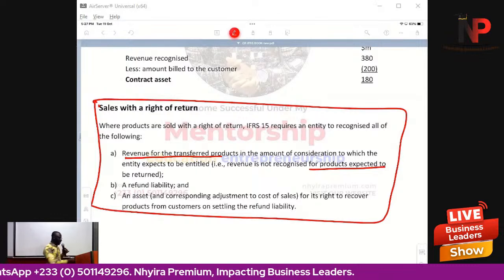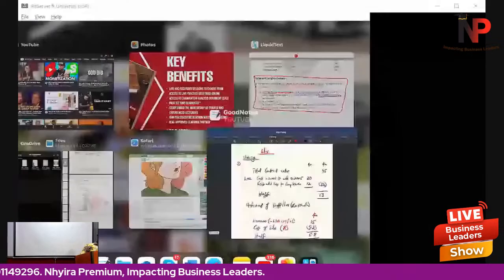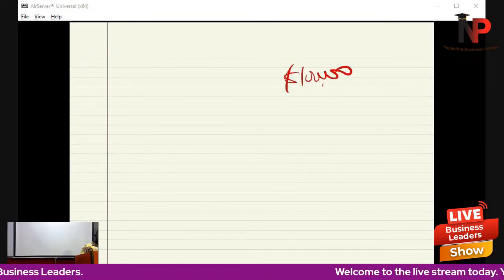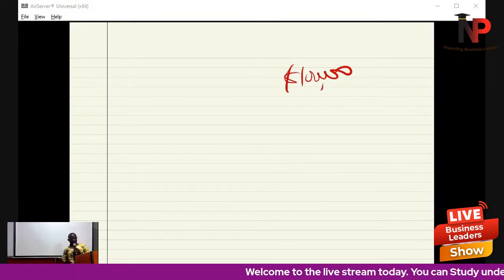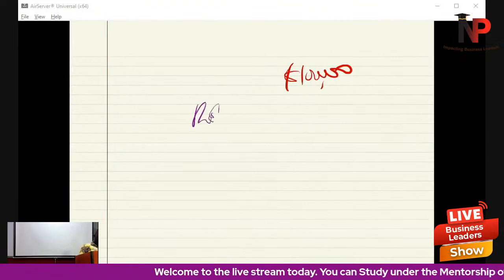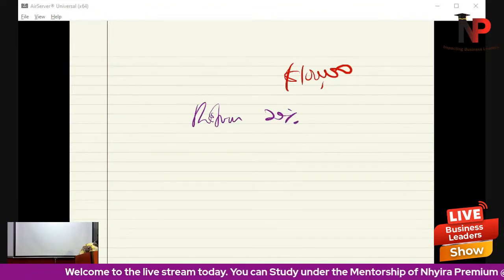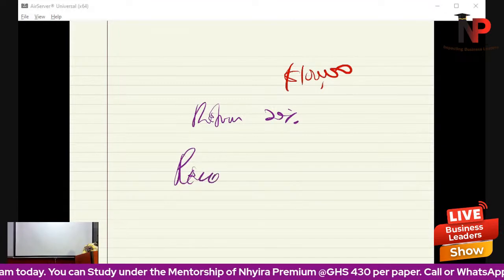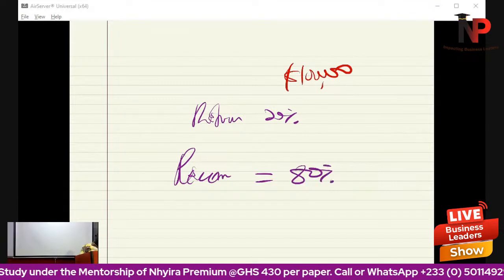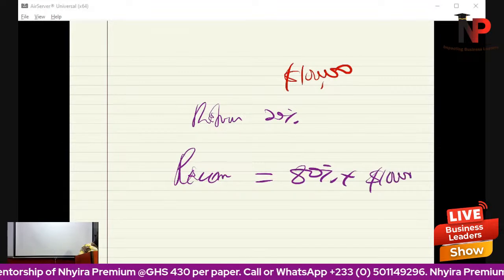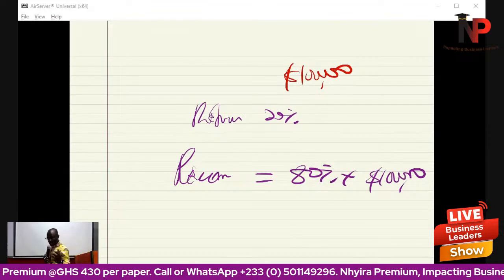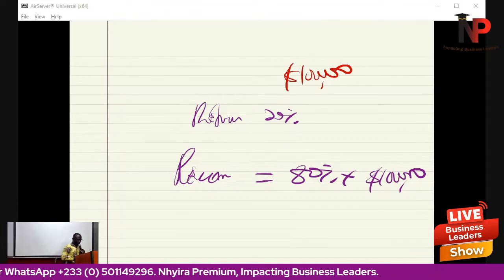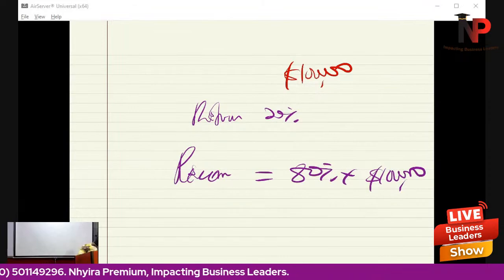So what does that mean? It means that, for instance, if we sell goods valued at, say, $100,000, and we expect that the customer may return 20% of that, that means that the amount of revenue we can recognize will be 80% of the $100,000. Because it is the 80% that we have actually transferred to the final consumer. That is what we are trying to say here.